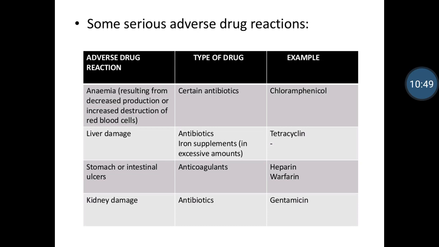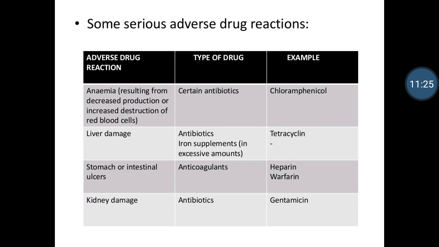Here red blood cell production is decreased, formed slowly from your bone marrow, or there is increased destruction of RBC. Destruction means breaking down of red blood cells. That's why anemia is produced. But how is it produced? By the combination of two drugs, antibiotics and chloramphenicol. If you take chloramphenicol and antibiotics, they will directly affect your RBC and produce anemia.